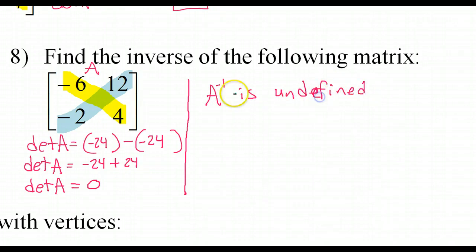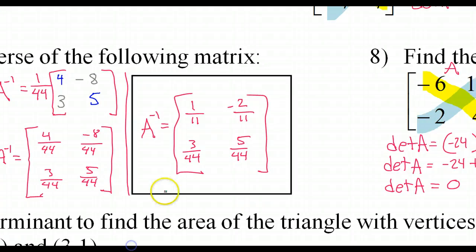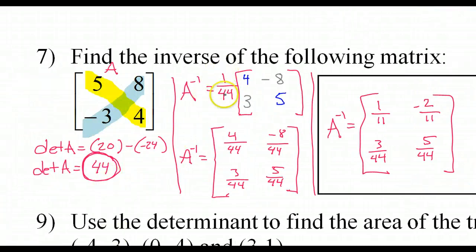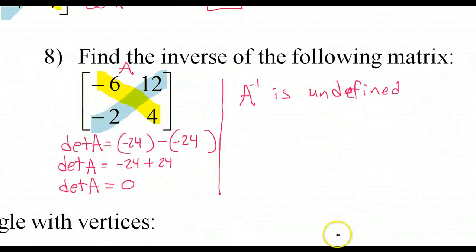Okay, there is no inverse when the determinant is 0. Think about it. Look at what we did last time. Once we got the determinant, the first thing we did with it was 1 over the determinant, 1 over 44. Now here we have 0.